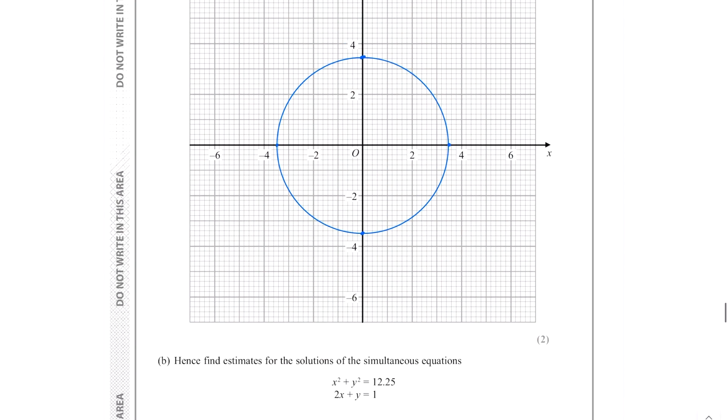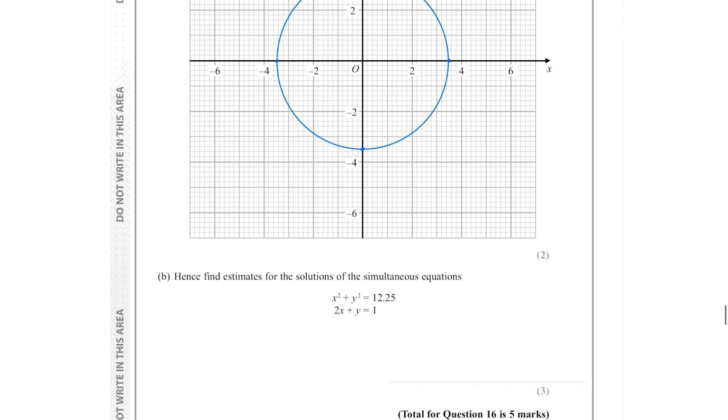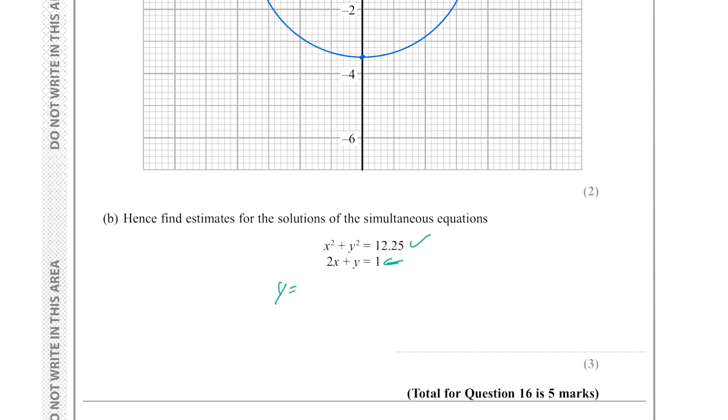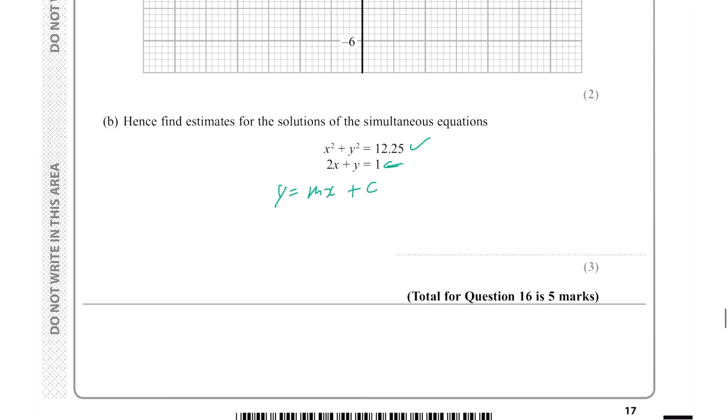Okay, so the next question is, hence find the estimates for the solution of the simultaneous equation. So the word simultaneous just means when two lines cross each other at the same time. So we've drawn on this, we just need to draw on this now. Now in order to draw that on, remember the equation of a line, like we did earlier, is y is equal to mx plus c. So at the minute we have 2x plus y is equal to 1, subtract 2x from each side, and you end up with y is equal to minus 2x plus 1.